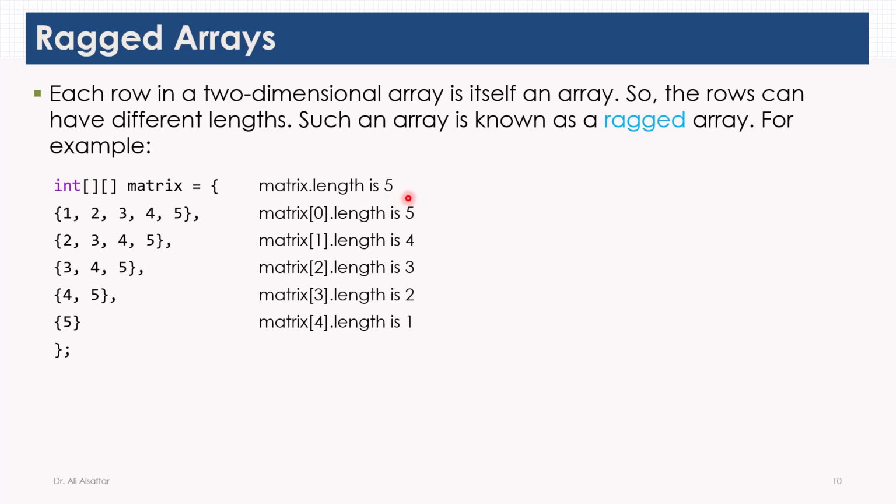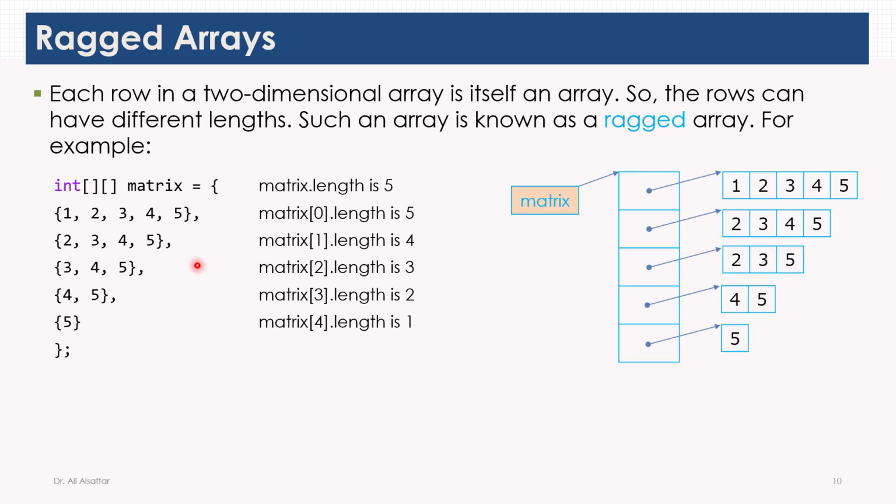will give you 5. Now if you use dot length on individual rows, for example matrix[0], which is the first row, dot length, it will give you 5 for the first row, but it will give you 4 for the second row and 3 for the third row, and so on, because each index variable of the first array is pointing to a one-dimensional array of different size. This is how it is illustrated.